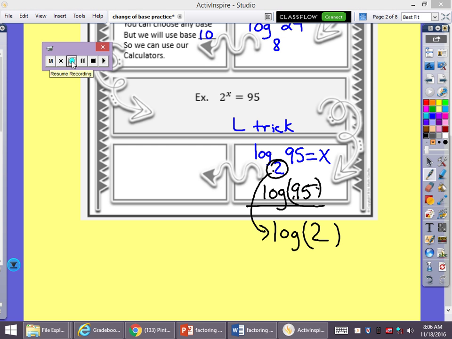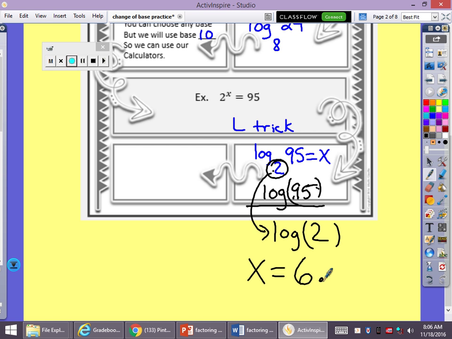Okay, so what did you get as an answer? Okay, so we're gonna go with 6.57. Round to the nearest hundredth, please. Okay. That is one method, okay?